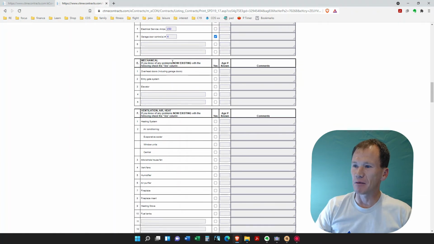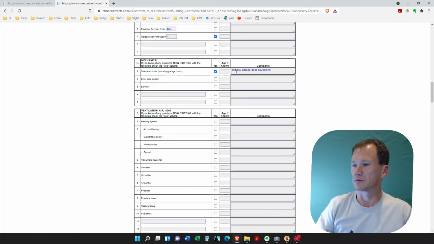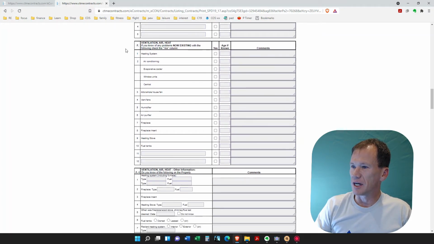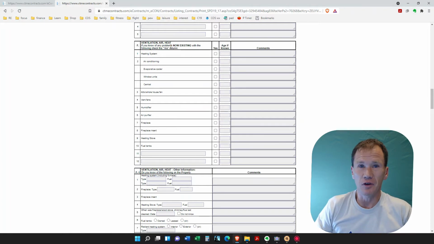Mechanical. Any problems now existing with the overhead doors, including garage doors? I already said yes, and I said third bay garage door squeaking. We don't have an entry gate or an elevator. Ventilation, heat, air. Again, this is problems now existing. So if you had the guys come out to service your furnace and they said, oh, you've got a cracked heat exchanger, we should replace it, and they replaced it, then it's fine. You don't need to worry about it. So now existing. Do we have any problems here now existing?